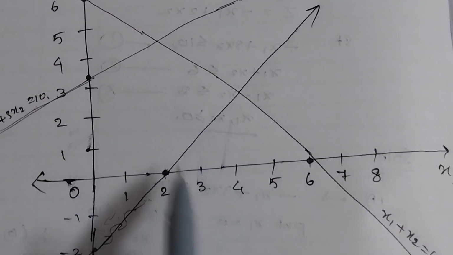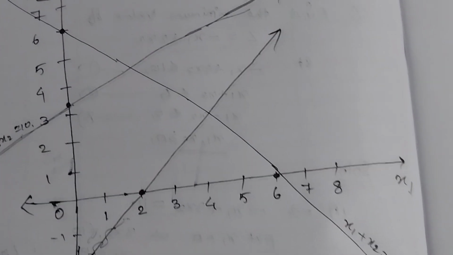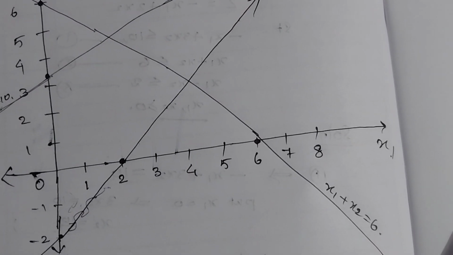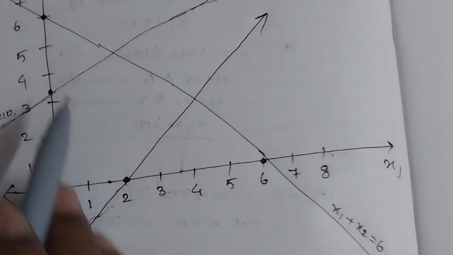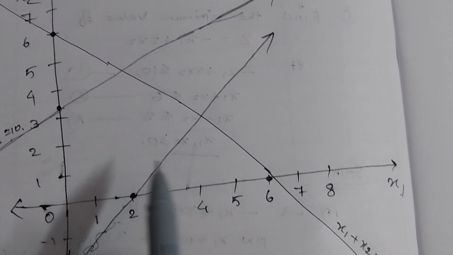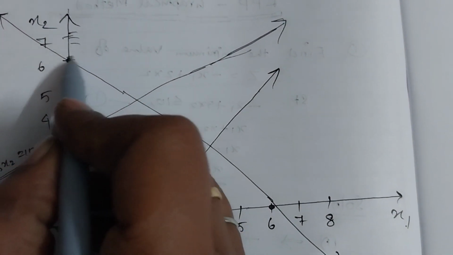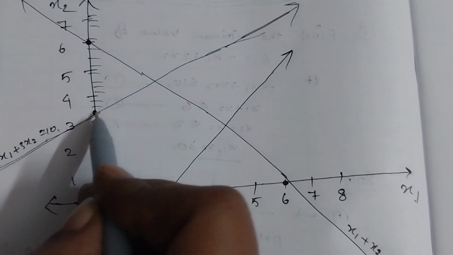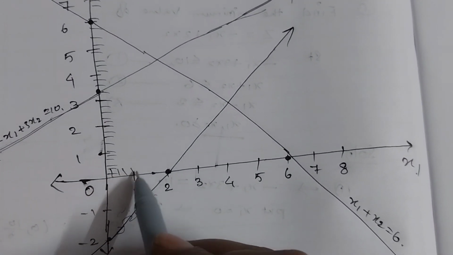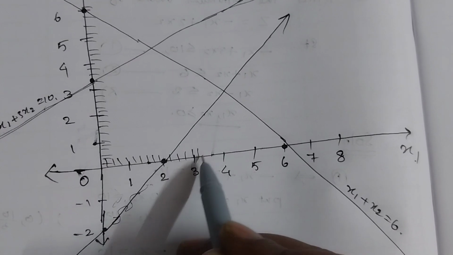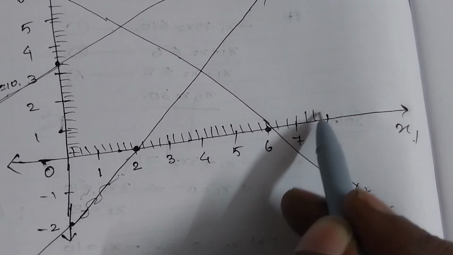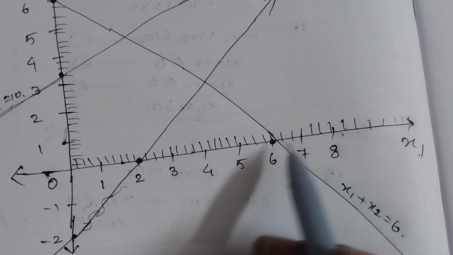So now I'm going to find the bounded region. I'm going to check the solution part in this graph. Always x1 and x2 are in the positive direction, in the first quadrant, because of the non-negative restriction. So this should be in the positive direction. You have to shade like this, with small lines like that. Now I got the bounded region.